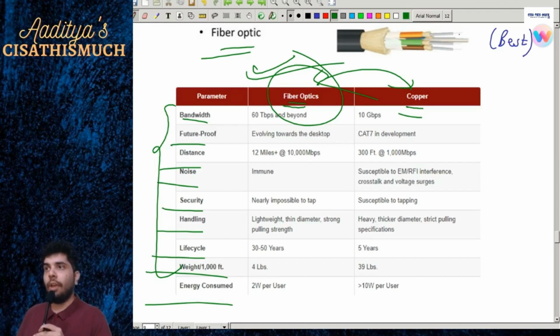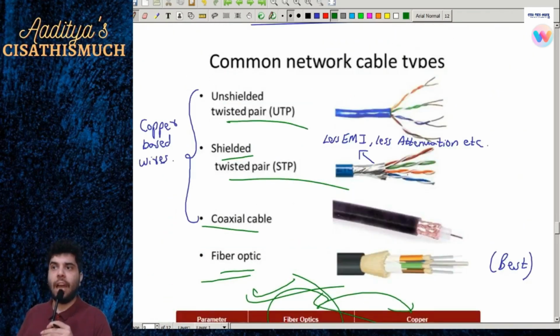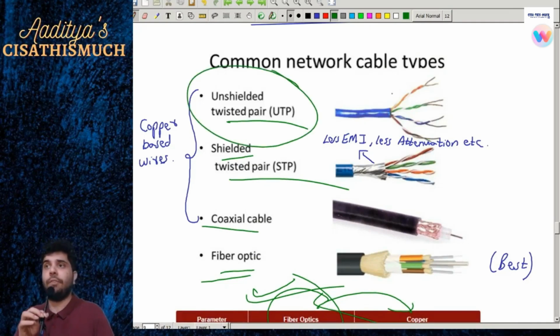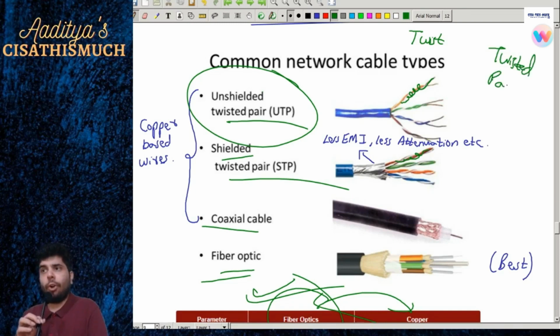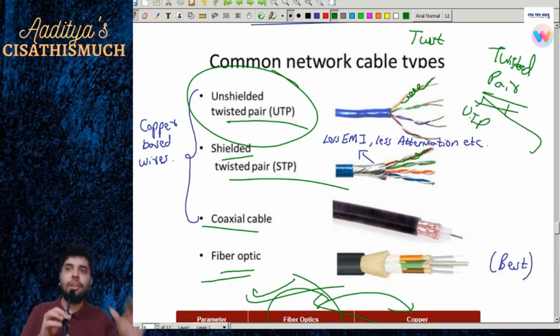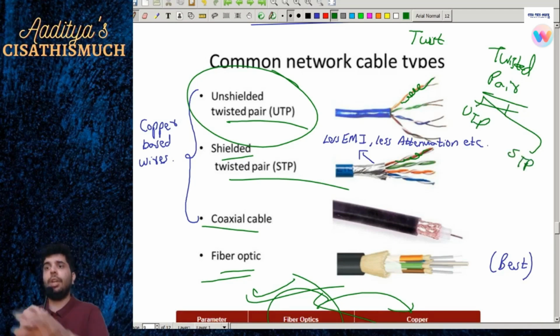Now under copper based cables, we have the difference between the unshielded twisted pair and the shielded twisted pair. First of all, when we say twisted, as you can see, the wires are twisted. Twisted pair is a part of what? Copper based cable. Under twisted pair, there could be UTP, unshielded twisted pair. Second is STP, shielded twisted pair.